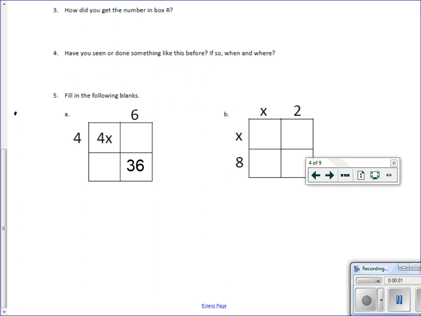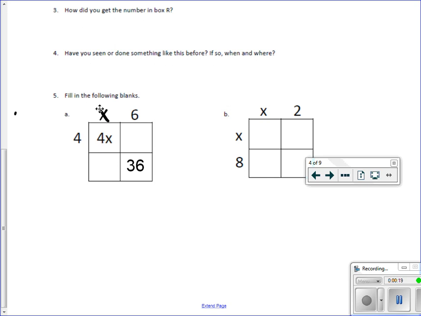You can try and fill in this box, whether it's inside or outside. Anyone know something we can fill out? Okay. X would have to be on top. How do you know that part? 4 times x is 4x. What's something else you can fill out?